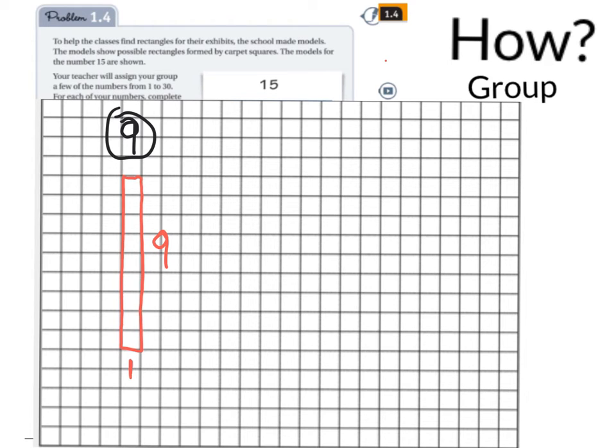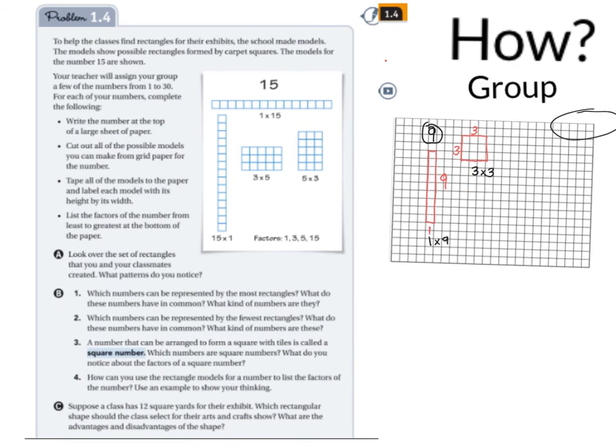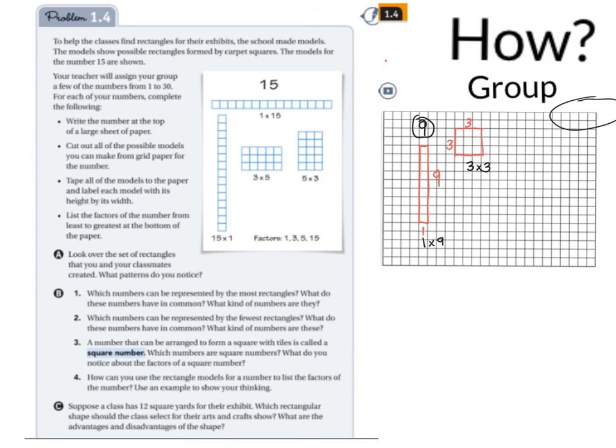What's another one we could do? Well, we could do a 1, 2, 3 by 1, 2, 3, because we know that 3 on this side and 3 on this side gives us a square number, which is 9. So right next to each rectangle, we should write the factor pair. So 3 by 3, and this one was a 1 by 9. So I will assign each group certain numbers from 1 to 30 and give you the grid paper, and then you can work the problem from there. So that's one way that we're going to learn about factor pairs.